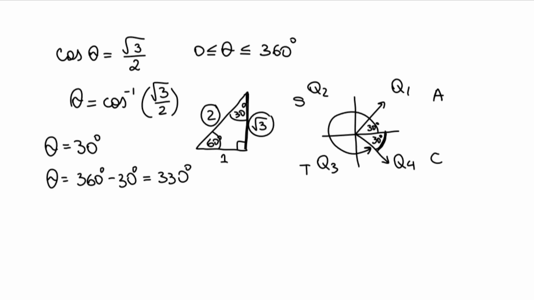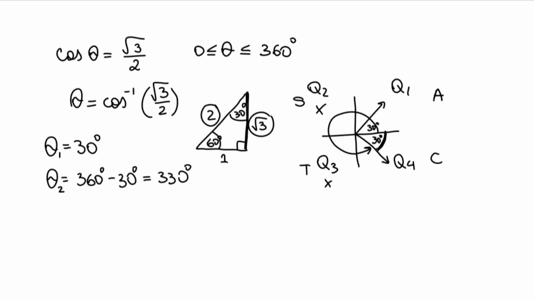330 degrees. So we have two solutions within one rotation between 0 and 360, and those solutions are 30 degrees and 330 degrees. We're not considering angles in quadrant 2 and in quadrant 3, because in those quadrants, the cosine ratio will be negative. And in our case, the cosine ratio, square root of 3 over 2, is positive.